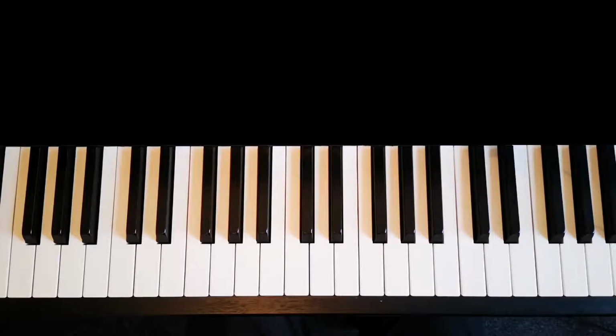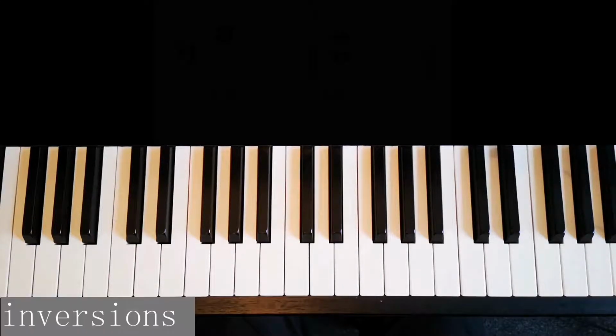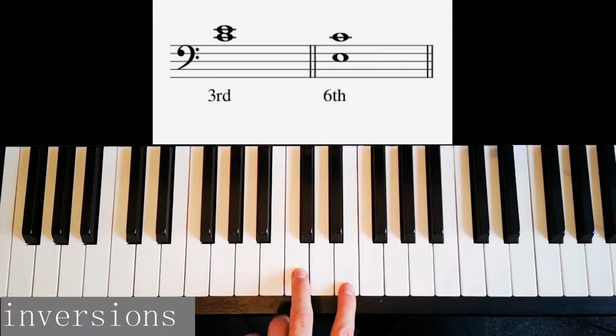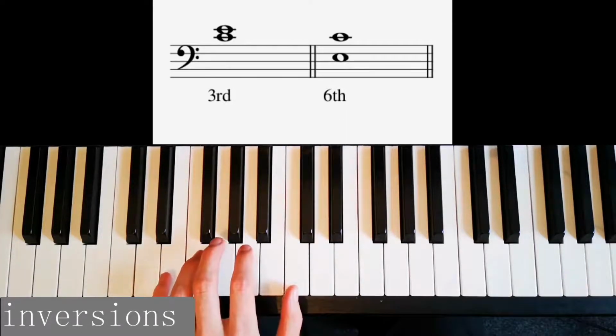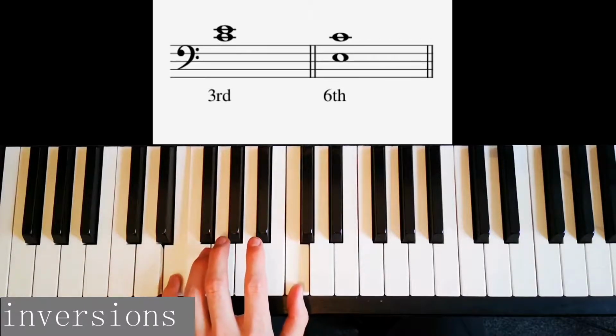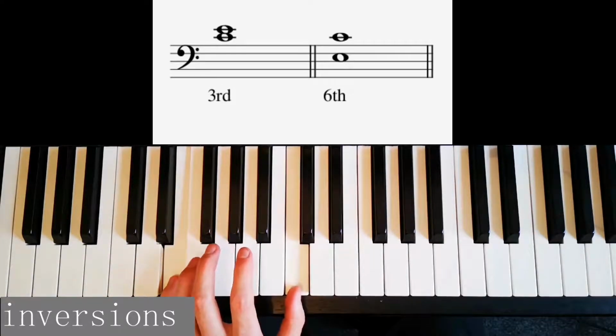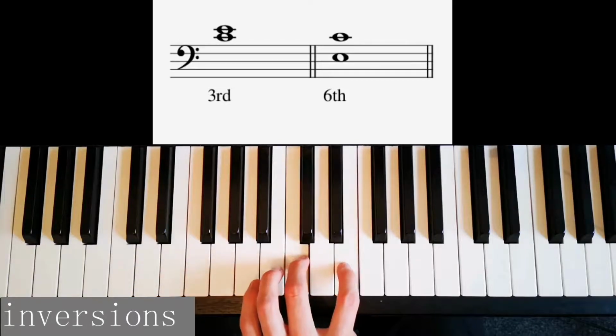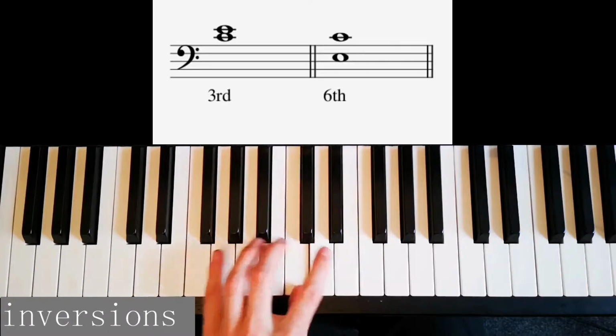Just one other point to bring out, you can flip intervals upside down. So for example, we could have C to E, which is a third, and that's a consonance. And then we could flip this upside down, so you have E at the bottom. This is now a sixth, which is also a consonance, and it's the same sort of quality of consonance as well.